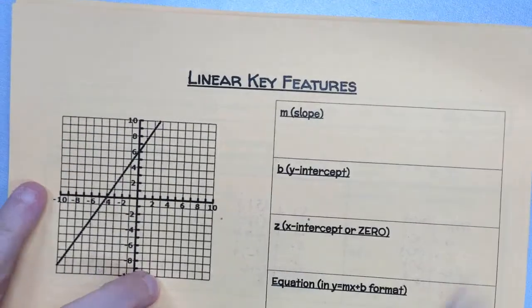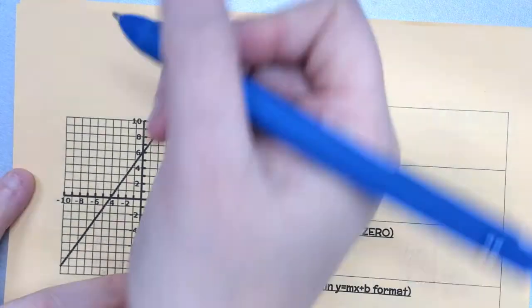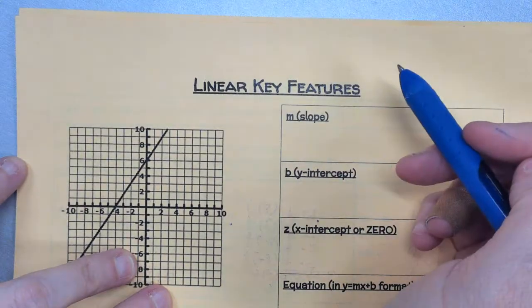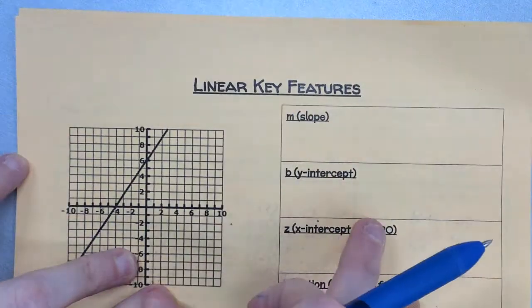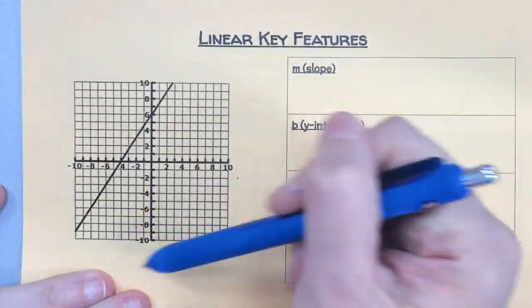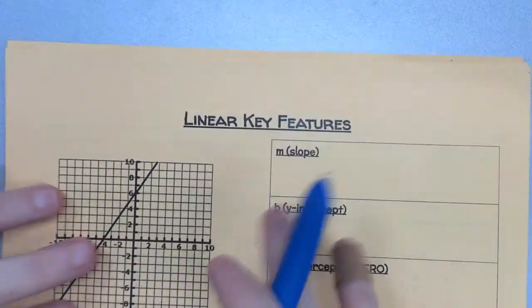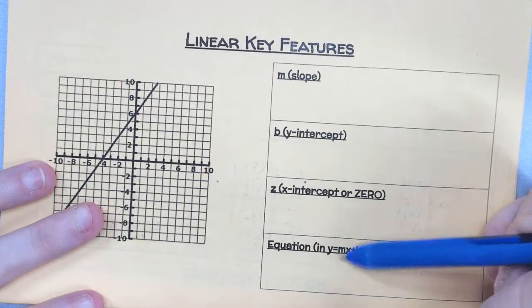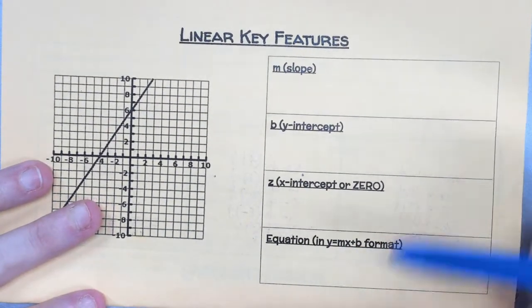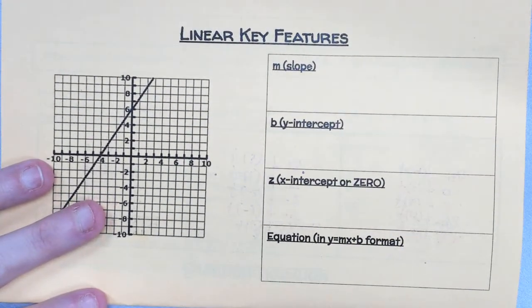So today we're going to talk about linear key features, okay? First thing I want us to do is write down what the key features are, and then we're going to talk about how to find them. You are responsible for being able to find them from a graph and from a table, okay? Again, most of these key features you should already recognize. Slope, y-intercept, equation. We're only adding in one new feature.